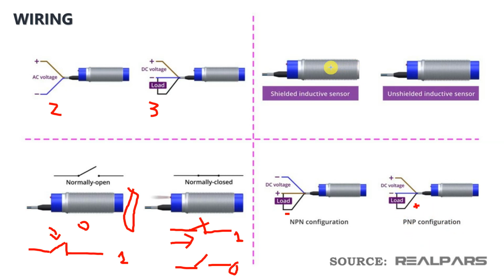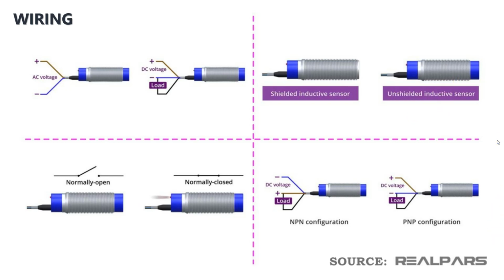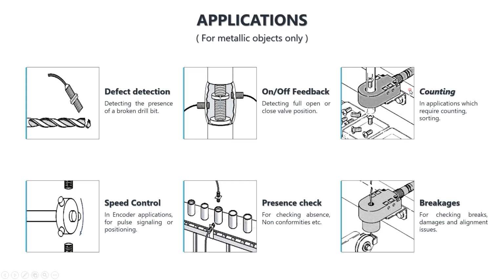You will find that some inductive proximity sensors are covered from start to end, even their sensing face. These types of sensors are shielded inductive sensors, and where the sensing part is exposed, this is an unshielded inductive sensor. So let us see what their industrial applications are.